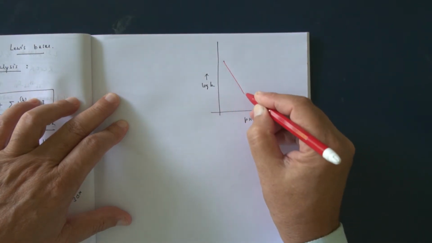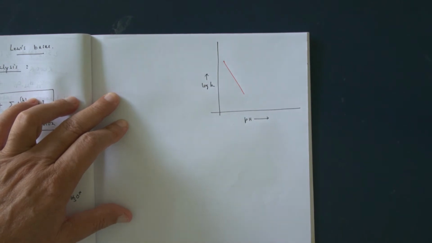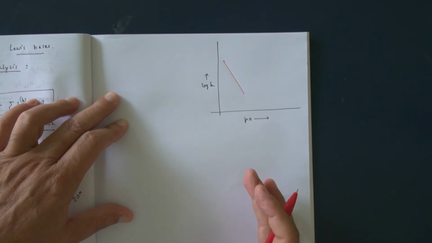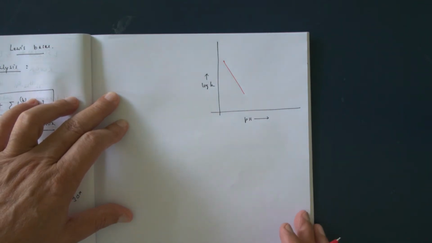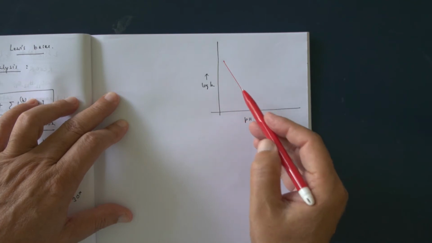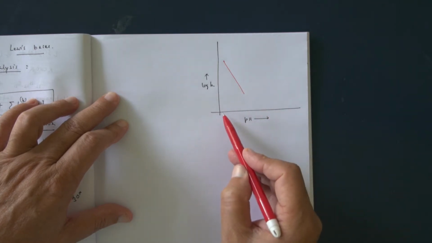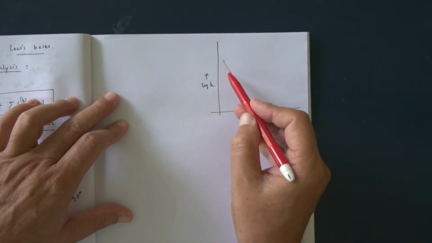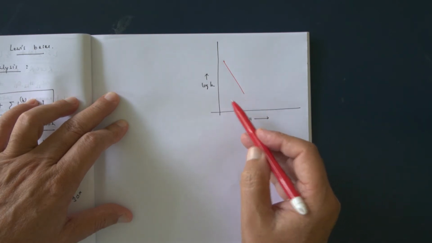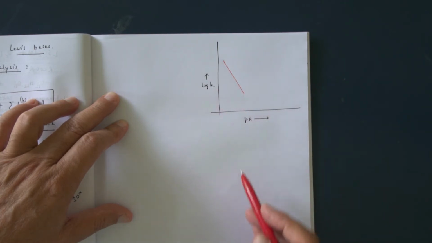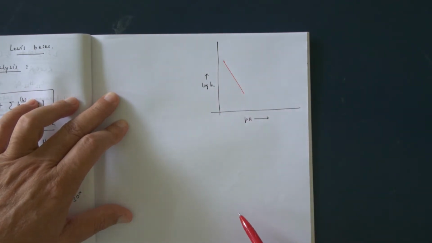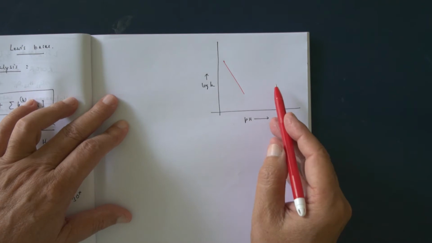Okay, the graph will be like this. That means if the reaction is catalyzed by hydronium ion only, specific acid catalysis. So you see, as pH increases, the rate of reaction decreases. Log k decreases, that means the rate constant decreases, that means the rate of reaction decreases. Okay, so we get this.